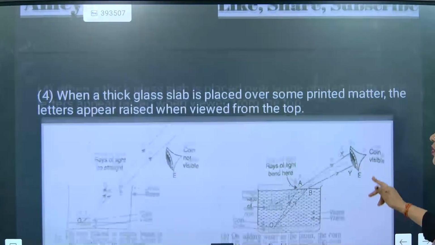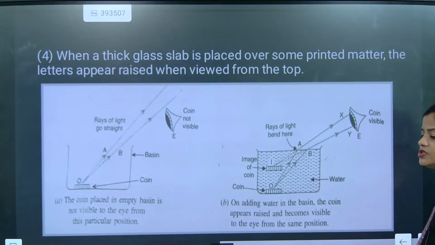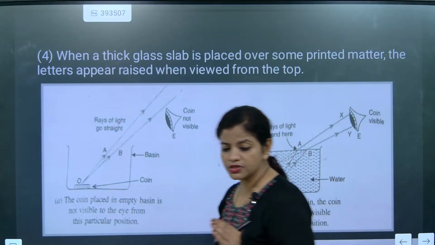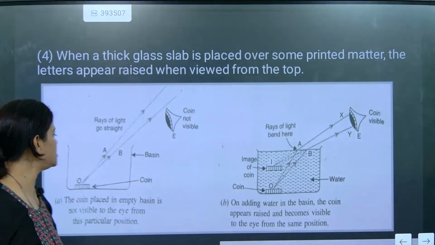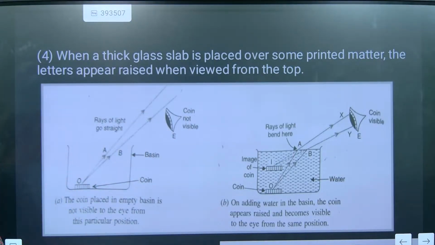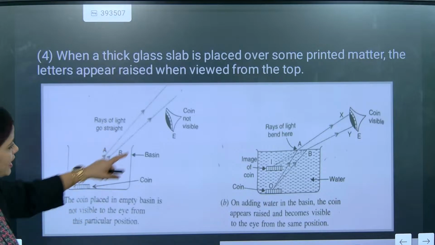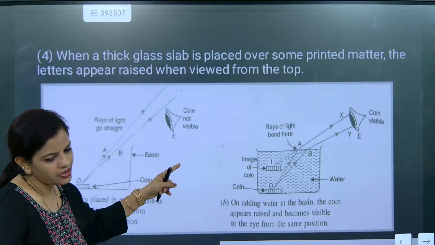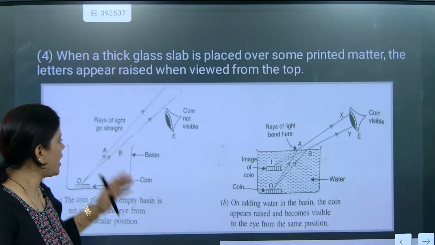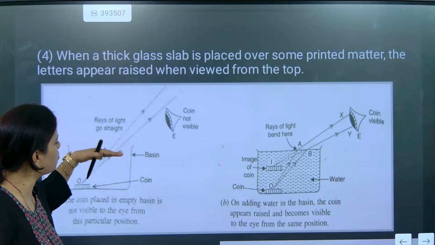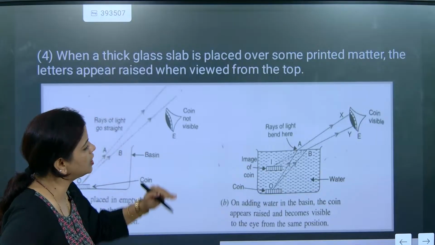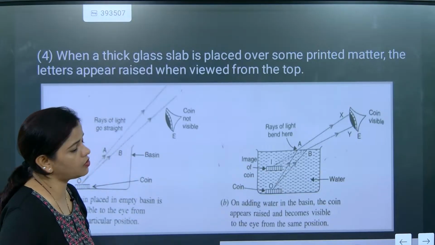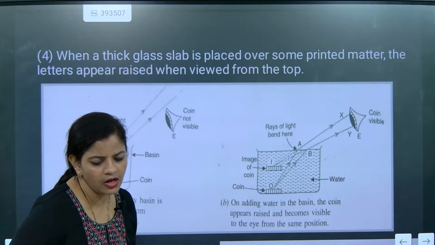Absolutely correct. But the question is this one. I want to see a coin. Come on, children, answer this question. I want to see a coin and there is no water inside the beaker. At that time I will not be able to see it, but I am not adjusting my eye. I'm keeping my eye there only, and then someone puts water inside the beaker. Now I am able to see the coin. What can be the answer?